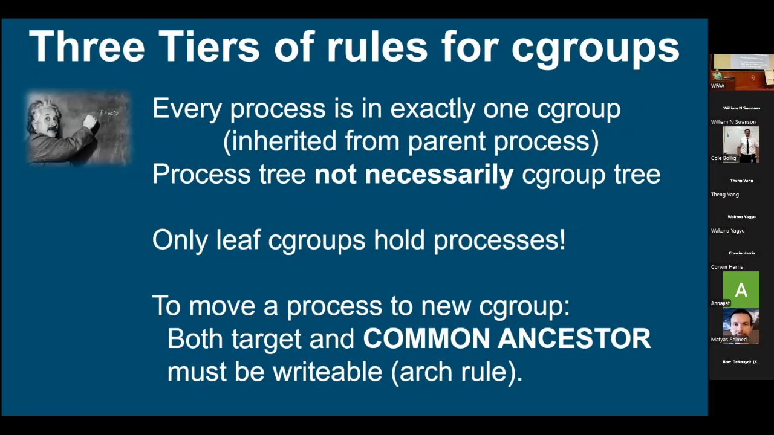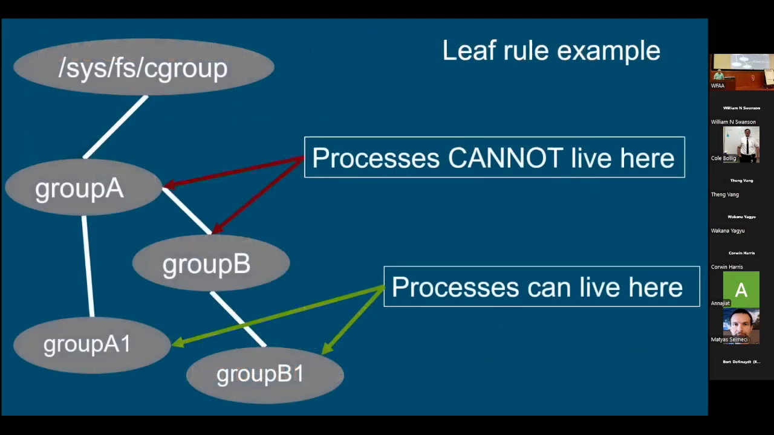And the final kernel-enforced rule is about moving a process, because you can move a process after it's born to a different cgroup. You can move it to any other cgroup on the system if you can write to the target cgroup, you can write to the source cgroup, and you can write to the most common ancestor group between the two. That's a little complicated. I call it the arch rule because I think about moving it over an arch over the tree. Let's look at these rules a little bit in detail.